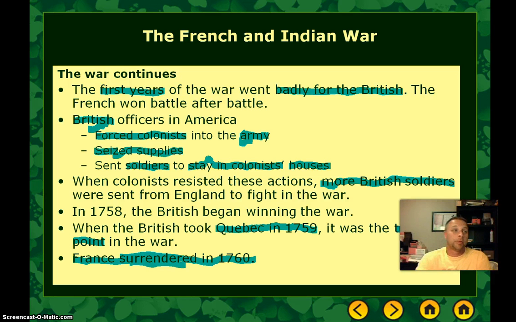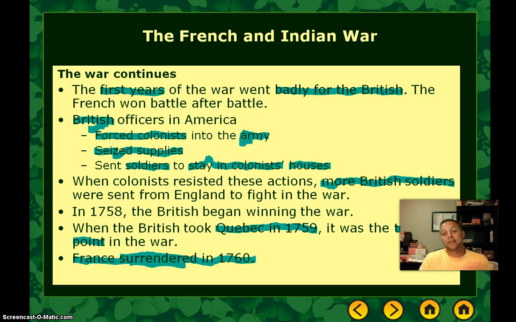So initially the war goes pretty badly for Britain. They're getting beat by the French, and British officers in America are not winning themselves any friends. They're forcing colonists into the army. They're conscripting people. They're seizing supplies. They're forcing people to board soldiers in their homes. So colonists resist those actions, and so fewer and fewer colonists are helping to fight. So the British send more of their own soldiers, which increases troop levels there. That kind of leads to some of the conflicts that are going to raise their head later.